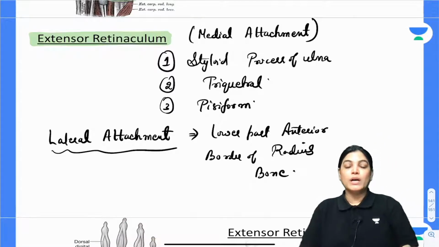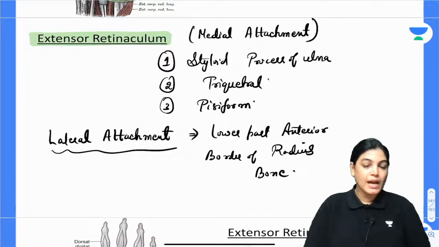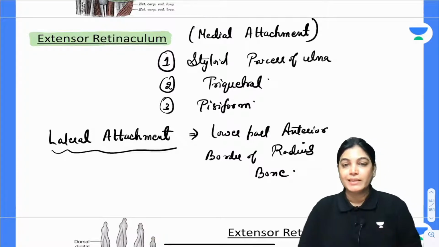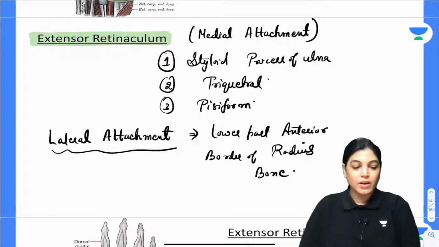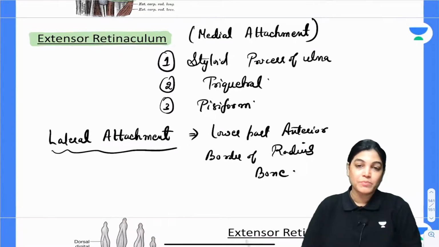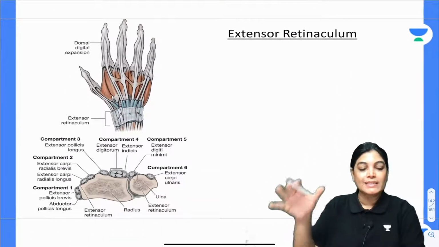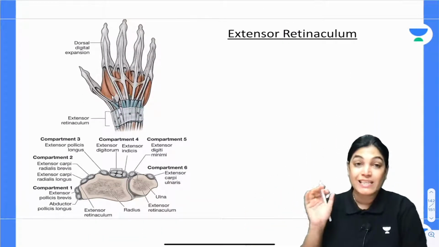Medially attached to the ulnar bone styloid process and to that of triquetral and pisiform, laterally to the lower part of anterior border of radius bone. Now, my dear aspirants, another important point is the compartment. This has been asked in the previous year NEET PG examination also, and the space lying deep to extensor retinaculum is divided into 6 compartments.